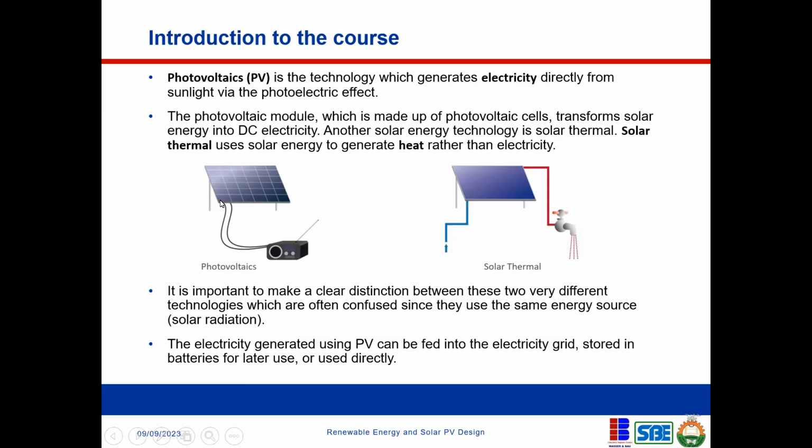That is solar electricity. It is important to make a clear distinction between these two different technologies, which are often confused since they use the same energy source, which is solar radiation. The electricity generated using solar PV can be fed into the electricity grid. That is when you have a grid-connected system. It can also be stored in a battery for later use, or it can be used directly.